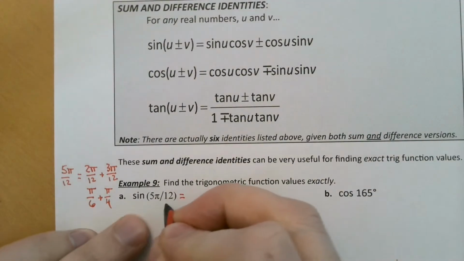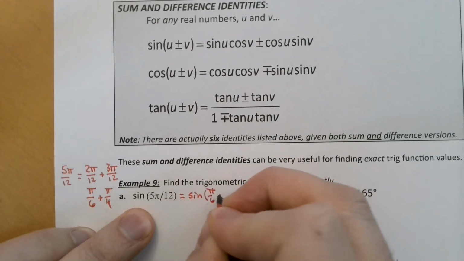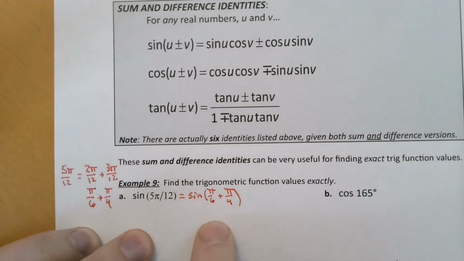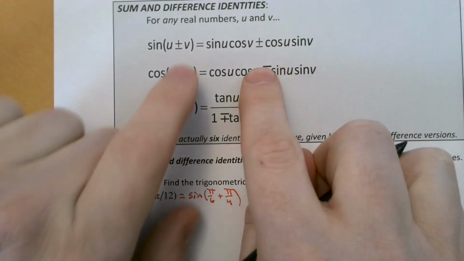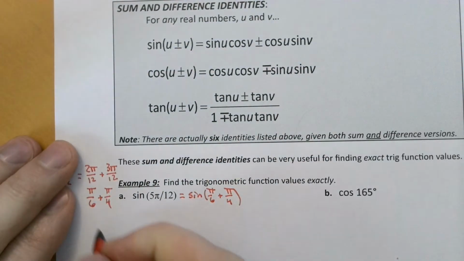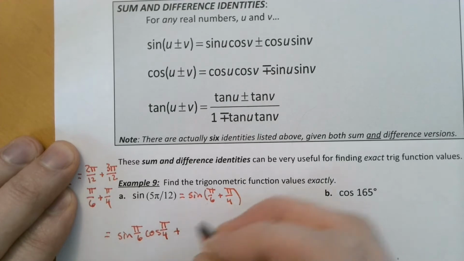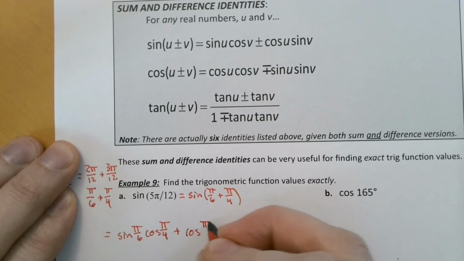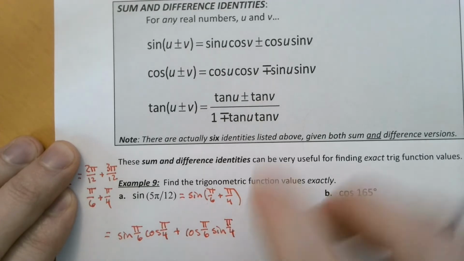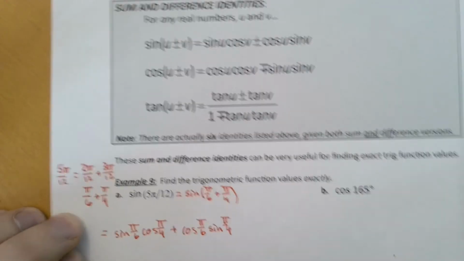Meaning, I'm going to rewrite the sine of 5 pi 12ths as sine of pi 6ths plus pi 4ths. And then I'm going to apply my trig identity up here that says if we have the sum of two angles, we can rewrite it in this form. So here goes. This becomes sine of pi 6ths times cosine of pi 4ths plus cosine of pi 6ths times sine of pi 4ths. I'm just directly copying this down, and I'm putting in pi 6 for the first angle and pi 4 for the second angle.